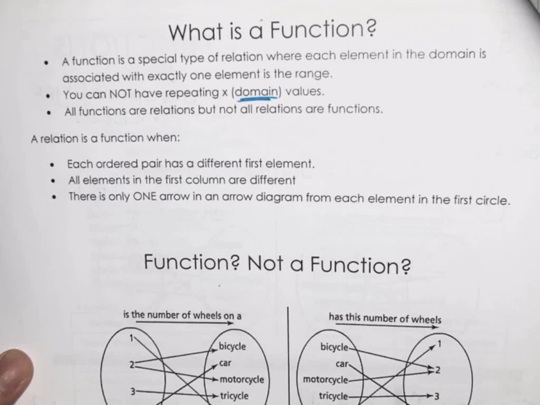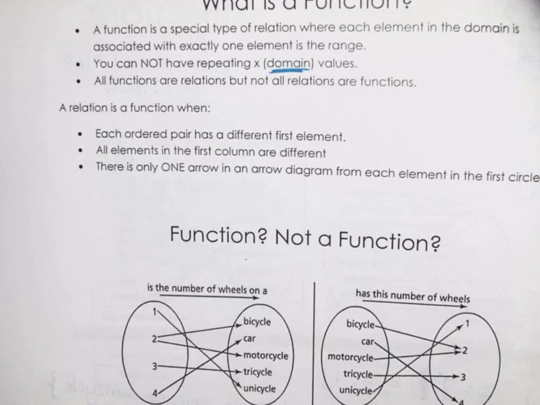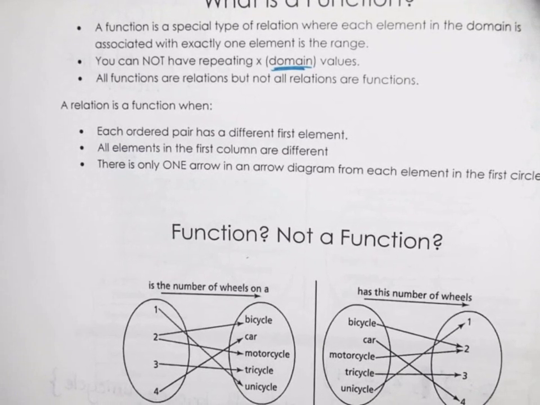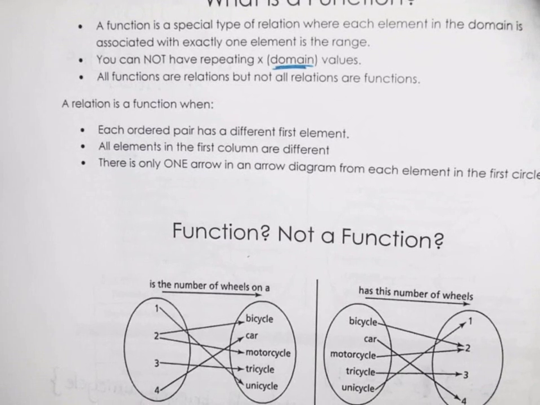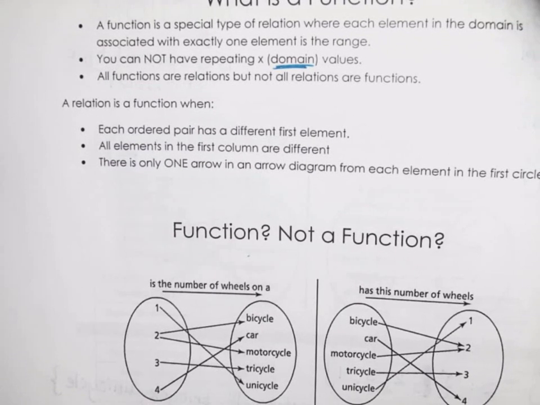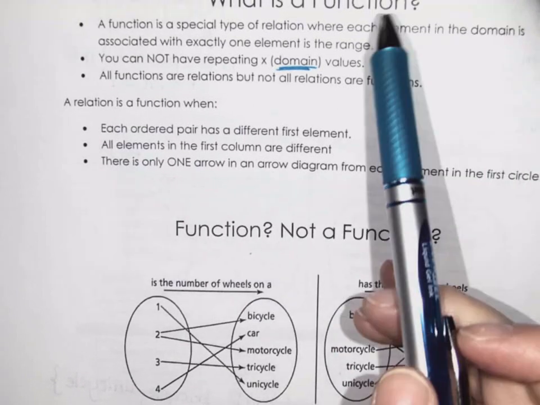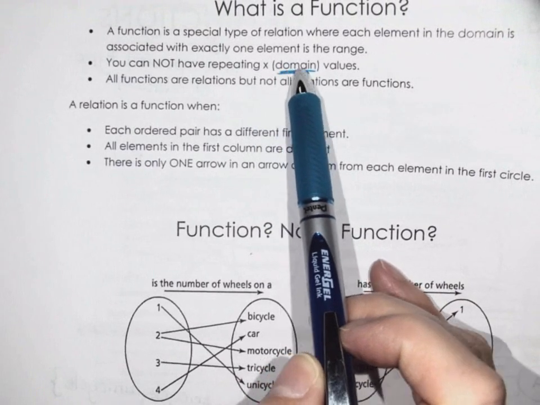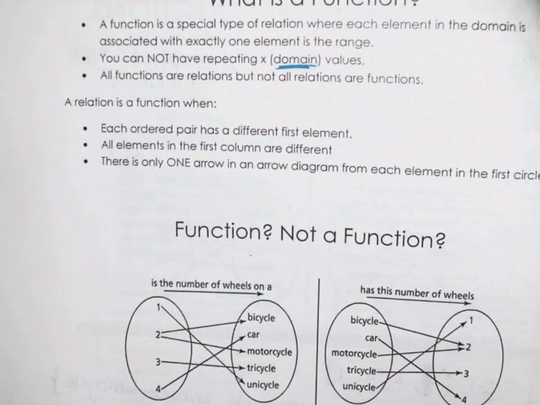Make sense? No? Okay, let me. You didn't get the last line? That's the confusing line. All functions are relations, but not all relations are functions. So a function is a special type of relationship where your domain values do not repeat. Your domain values do not repeat.